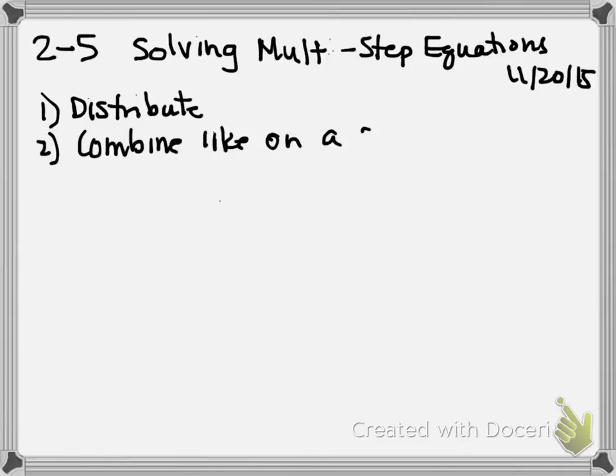on a side. So combining like terms means I can only look at one side of my equation, and I can only do any math that's available on that one side. I don't do inverse operations. I do exactly what it tells me to do there. Okay? On the other side, I do the same thing if I can. So, combine like terms.